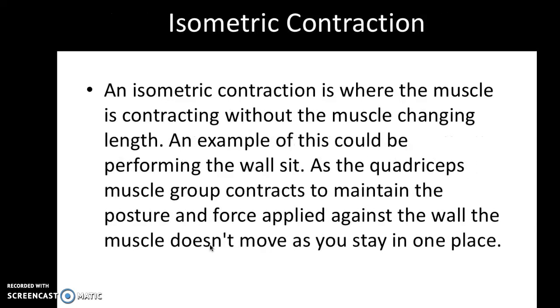An isometric contraction is where the muscle is contracting without the muscle changing length. An example of this could be performing the wall sit. As the quadriceps muscle group contracts to maintain the posture and force applied against the wall, the muscle doesn't move as you stay in one place.